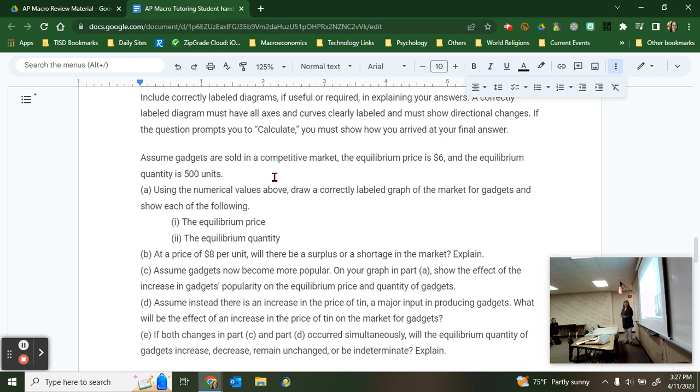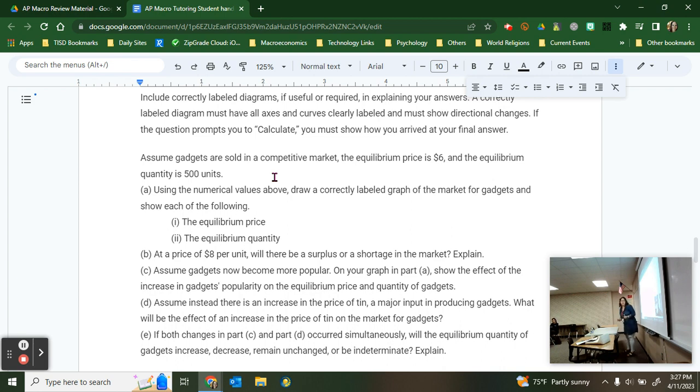At $8, there's going to be a lot of businesses that want to sell because that's a lot of profit. It should be 6, but they're selling it for more. So businesses are going to be like, I'm going to sell as much as I can. But at that price, I can't afford that price. So there's less demanded at that price. And so because there's more supply than there is demand, there is going to be a surplus. A surplus of gadgets because the quantity supplied is greater than quantity demanded. That's the answer. That's the reason why.